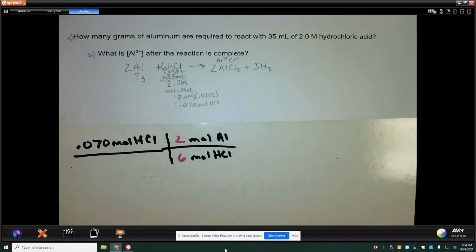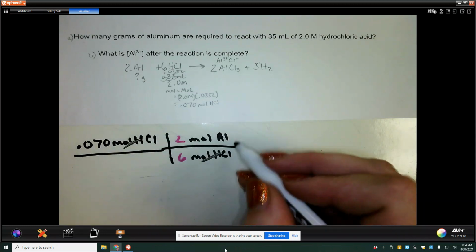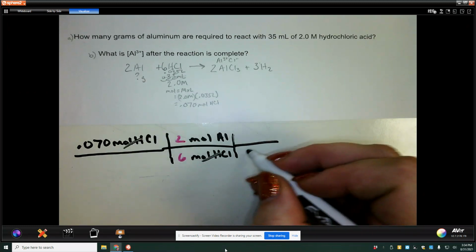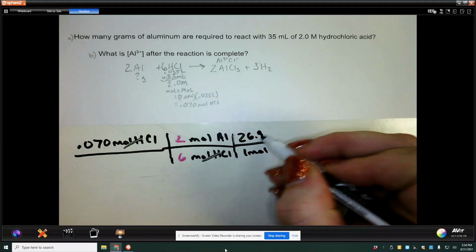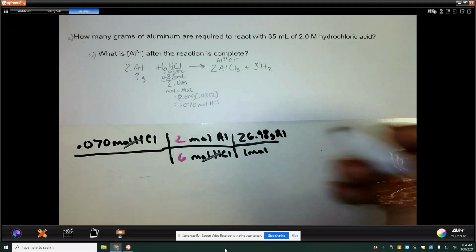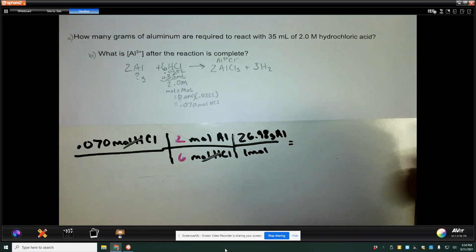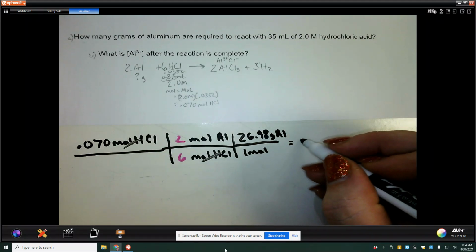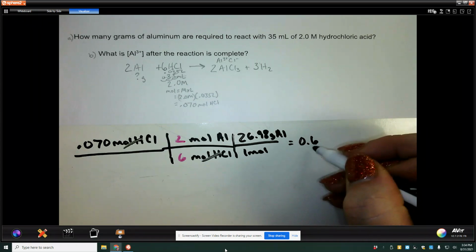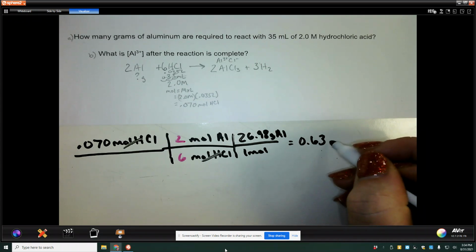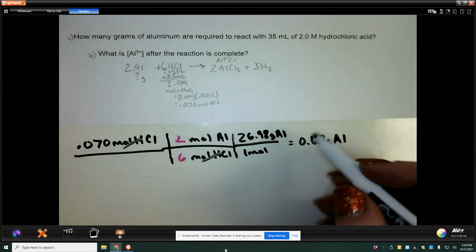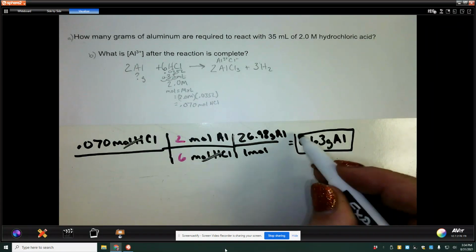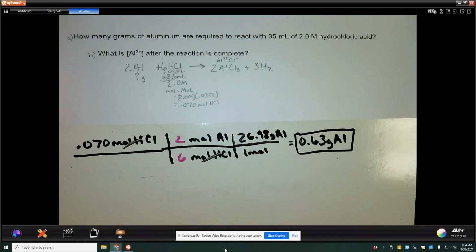Then we have moles of aluminum, but we want grams. So now we need to use molar mass. In 1 mole of aluminum, we have 26.98 grams of aluminum. So everything on top multiplied together, divided by everything on the bottom multiplied together, gives 0.63 grams of aluminum, because I did need those 2 sig figs. All right, so that is the answer to part A.